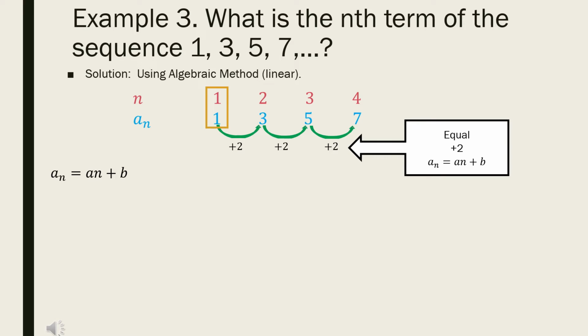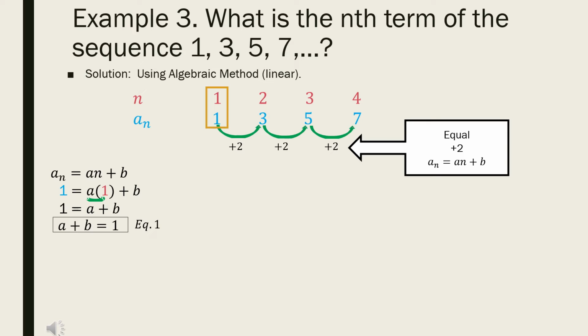So if you are going to select the first pair, which is 1 and 1, you just substitute it from our main format for linear algebraic method. So that is a sub n is equal to a times n plus b. Our values are just 1 and 1. So we have 1 is equal to a times 1 plus b. And then simplify, multiply 1 and a. So we have 1 is equal to a plus b. And then you just swap since it is an equation. So 1 is equal to a plus b is just the same as a plus b is equal to 1. And then mark it as equation number 1.